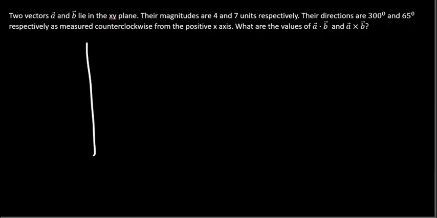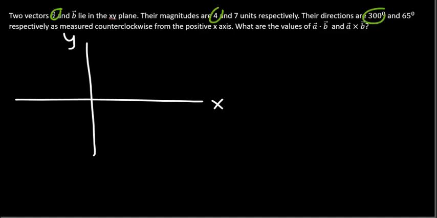So let's do a brief sketch. This is the x-axis, that is the y-axis. Vector A has a magnitude of 4 and its direction is 300 degrees. So 300 degrees lies in this quadrant. So we can sketch vector A something like that.